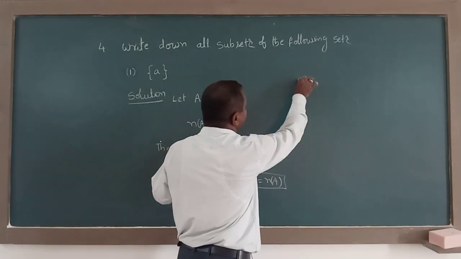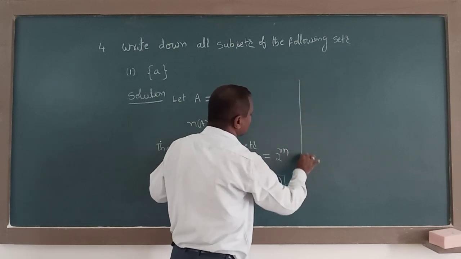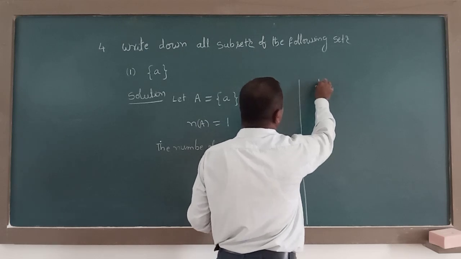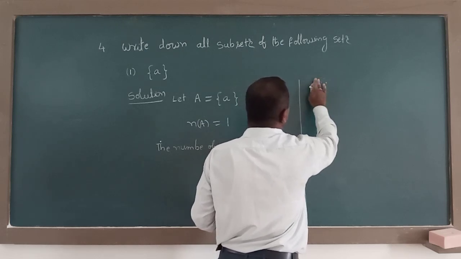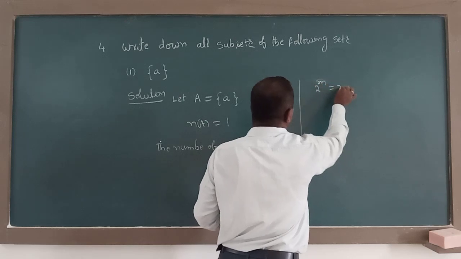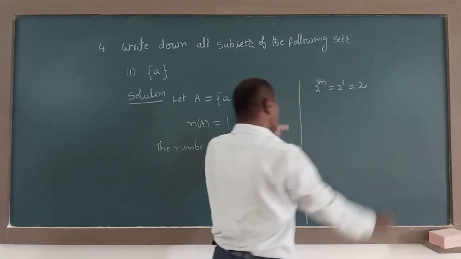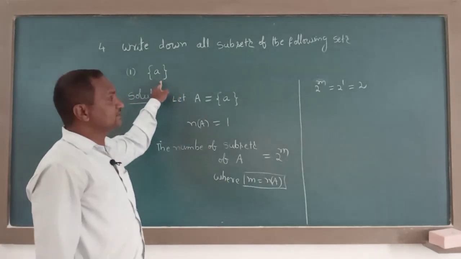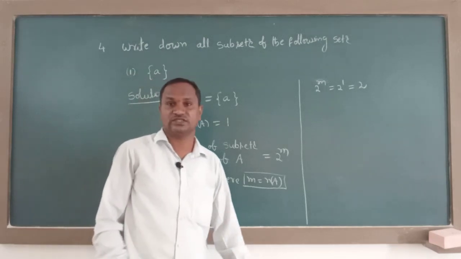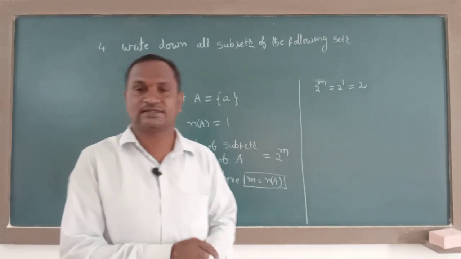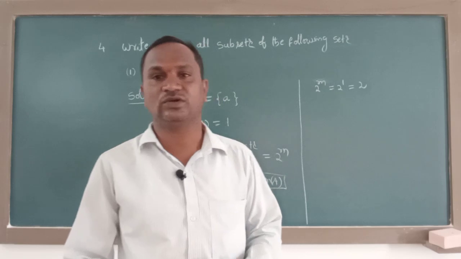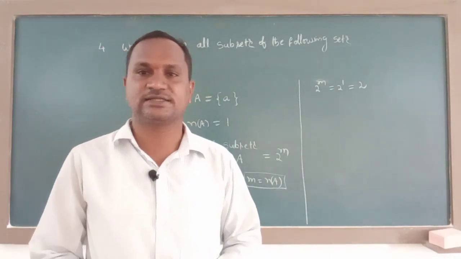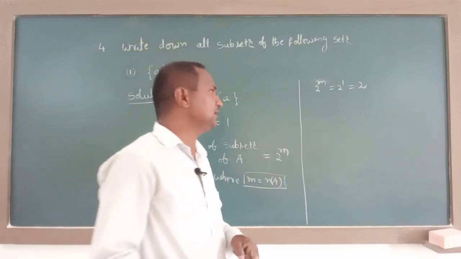That is why here we can write 2 to the power of m is equal to 2 to the power of 1 is equal to 2. So 2 subsets we will get here. Only one element is there. For a single term set we will say 2 subsets. One set is the null set. Null set is a subset of every set. And the second set is every set is a subset of itself.